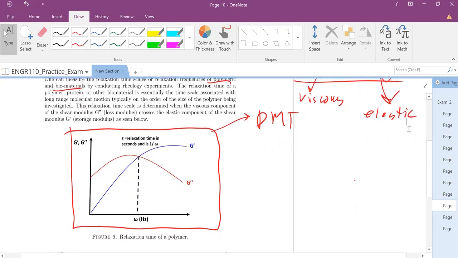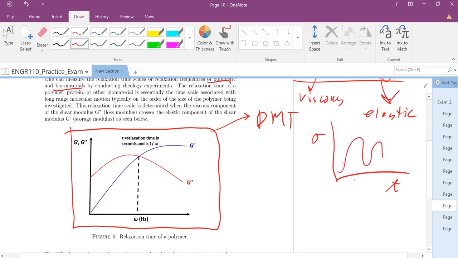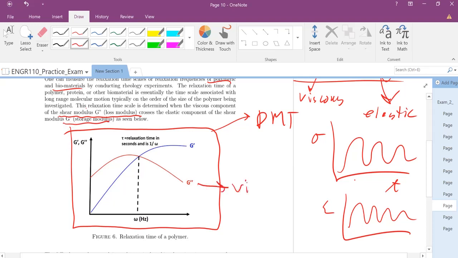So the cool part about the dynamic mechanical testing is that by applying some type of sinusoidally varying stress, so kind of like this, you can measure a strain. And from that, there are definitely some calculations that go into this, but you're able to measure essentially the shear modulus, G double prime, which is your loss modulus, and your storage modulus, G prime. Your G double prime is essentially your viscous response, and your G prime is your elastic response.